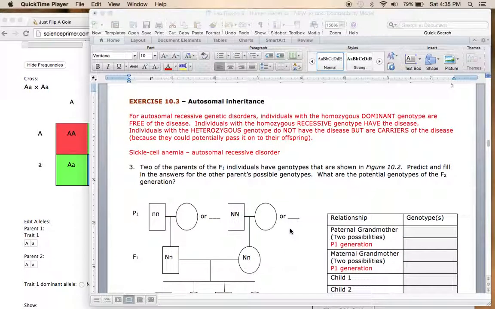I'm doing the second pedigree as the example because it's a little bit more complex than the previous pedigree in your lab manual, which has to do with earlobe attachment. So if you can do this one, then you should be able to do the earlobe attachment no problem.